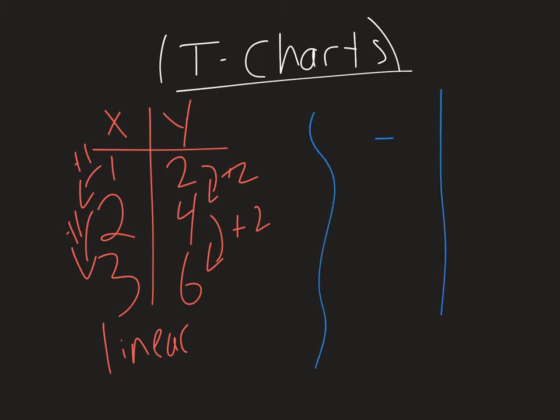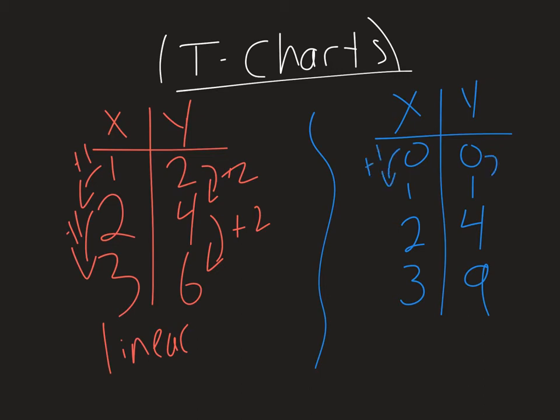If we're looking at perhaps something more like this, where first off we add 1 to the x, then we add 1 to the y, and then it's plus 3, and then plus 5. This would be nonlinear. This rate of change is not constant throughout.